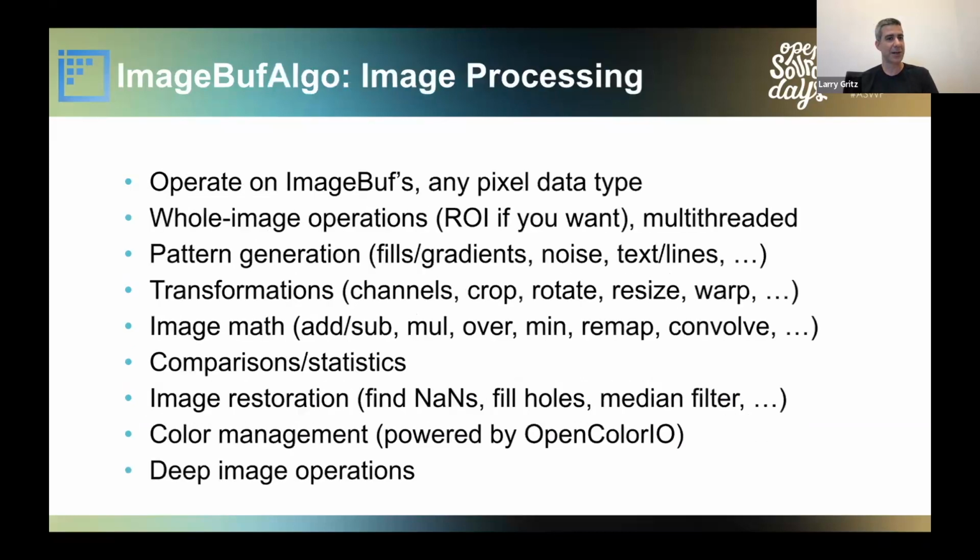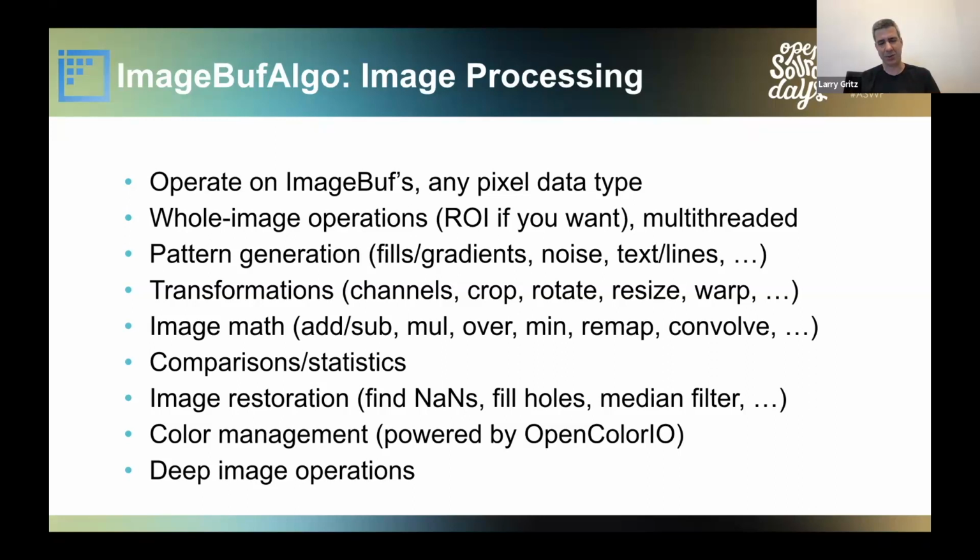Next slide, please. Because there's this ImageBufAlgo that has a really wide variety of things that you would want to do to images, mostly whole image operations. These are all automatically multi-threaded, and it's everything from generating different kinds of patterns to image transformations and copy things, cutting and pasting and selecting subsets of channels or reordering them, resizing, compositing operations, convolutions, blurring.